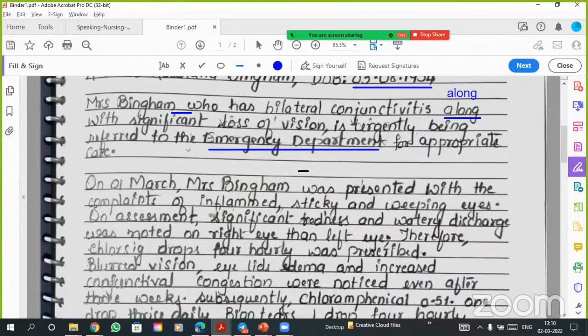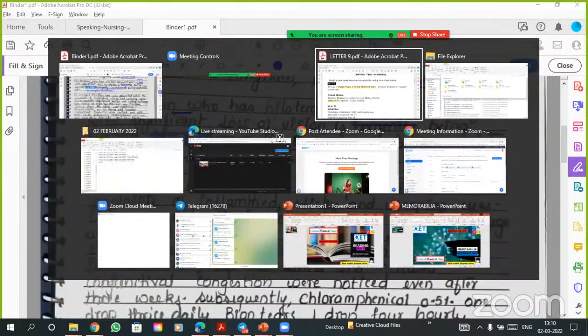Right. So how can you say, Mrs. Bingham, who has bilateral conjunctivitis along with significant loss of vision, is being referred for emergency assessment or urgent assessment, like that you have to say. Okay, is urgently here is wrong. Many people write like that, and many people teach like that. So that is wrong. Referral is not urgent here. The case is urgent. So is being referred for emergency assessment or emergency evaluation. What exactly are you sending there for? Let us see.